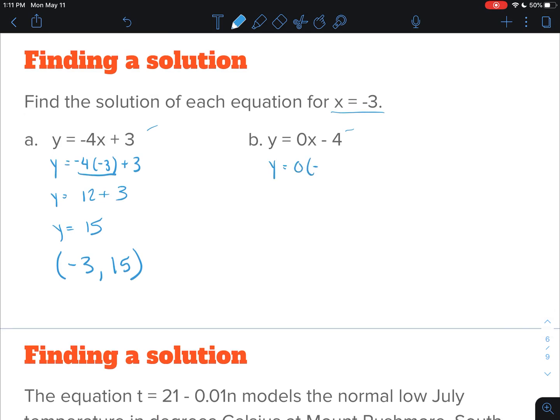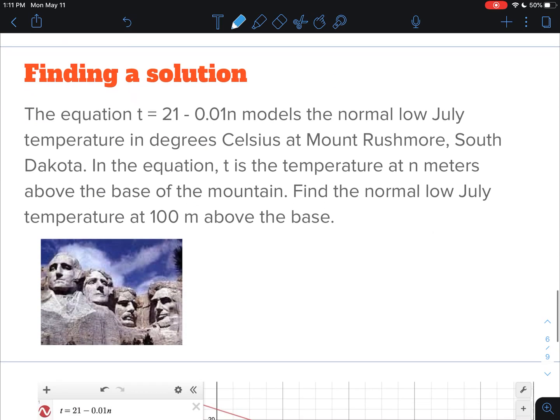Same thing for this one. If x is -3, y equals 0 times -3 minus 4. 0 times -3 is 0. 0 minus 4 is -4. So the solution would be (-3, -4), okay?